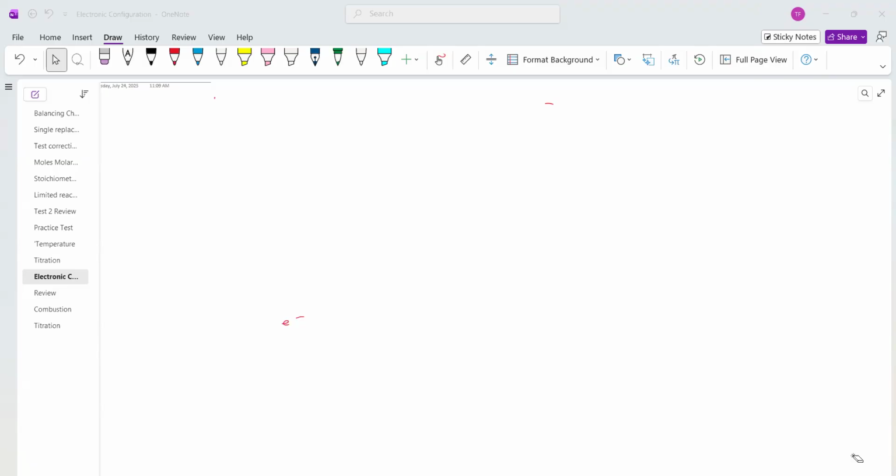Okay, so let's look at the lithium element. How many electrons does lithium have? Neutral lithium. Look in the periodic table up there. 6.9? No, that's the molar mass. 3 electrons.